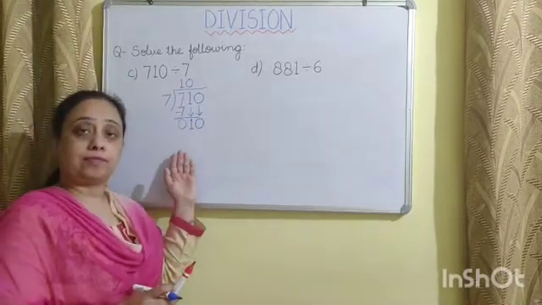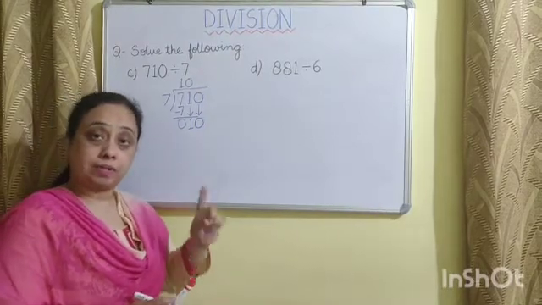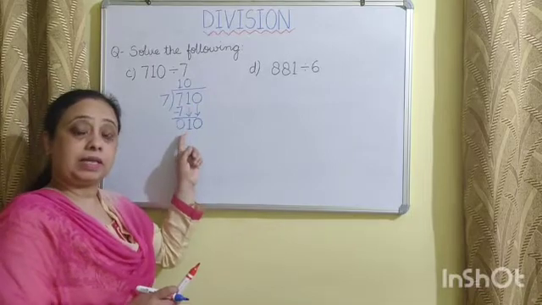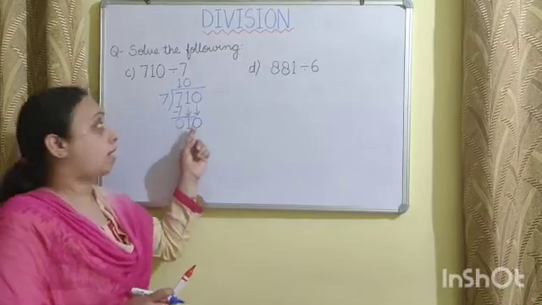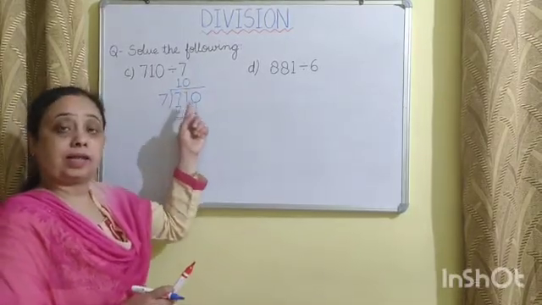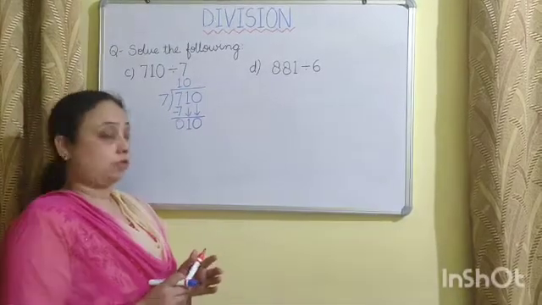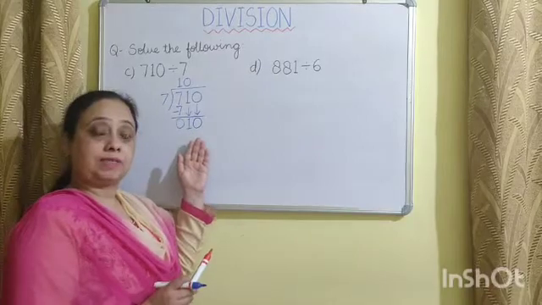And now we have the number 10. So remember that before copying down the second number, in the same step, you have to put a 0 and then you will copy it down. Understood, children? We have to read the table of 7 till 10.